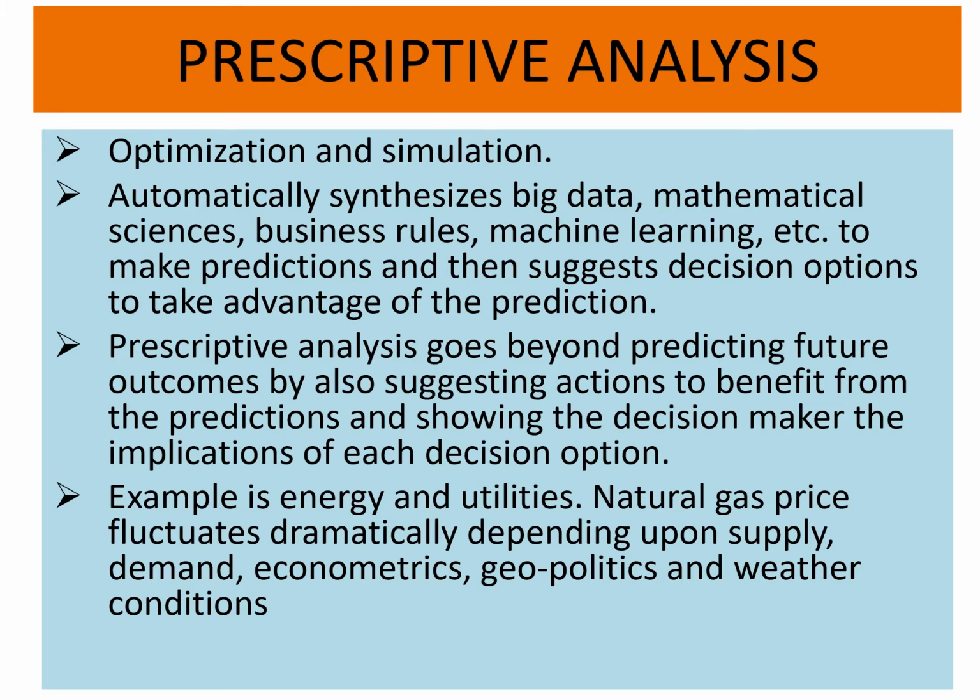An example is energy and utility. Natural gas prices are fluctuating dramatically, depending upon supply, demand, econometrics, geopolitics and weather conditions. These are a few analytical verticals in which we can analyze why the prices are fluctuating.